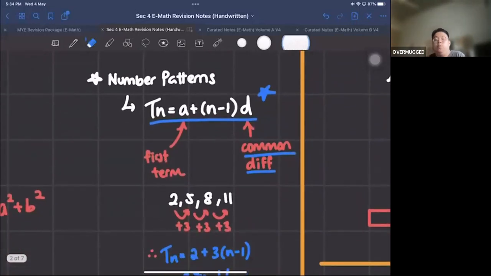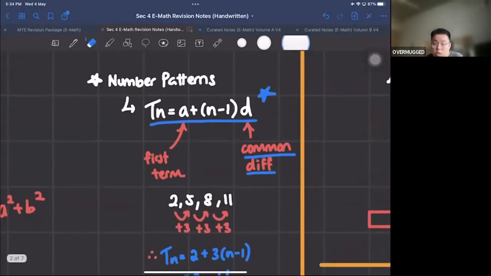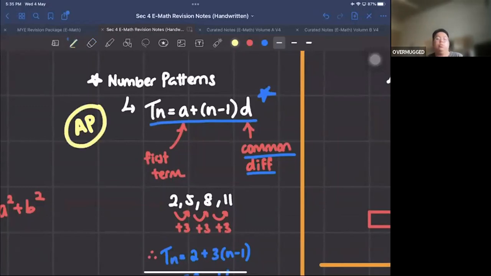Number patterns. So this formula here, Tn equals a plus n minus 1 times d. Not every school will teach it, but I usually teach my students this. This is important. This number pattern formula will give you the pattern for a common difference pattern. So for example here, 2, 5, 8, and 11. If you're jumping between numbers by a common number, like for example, 2 to 5 is plus 3, 5 to 8 is plus 3, 8 to 11 is plus 3, you can use this formula. A plus n minus 1 times d. Okay, if you're interested, this is called an arithmetic progression, AP, usually taught in A levels, but many schools actually do teach their students this as well.